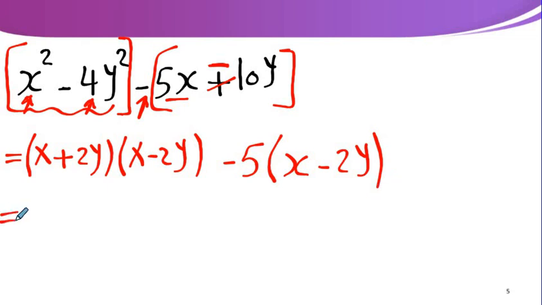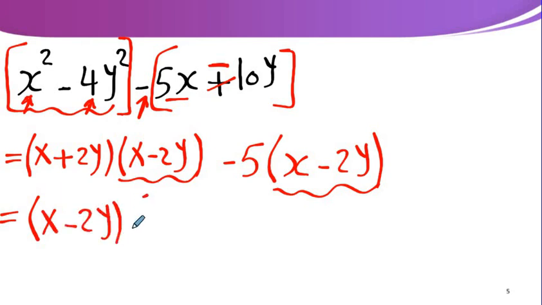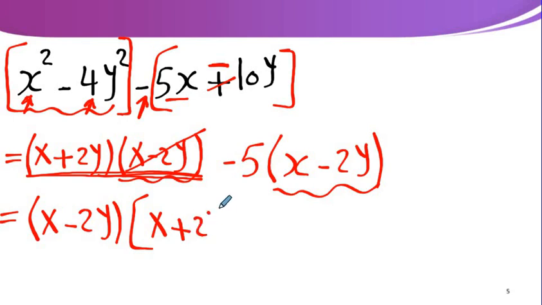And now you can take x minus 2y as a common factor, x minus 2y. This expression divided by x minus 2y will be, yes, x plus 2y. And this expression divided by x minus 2y will be, yes, negative 5.